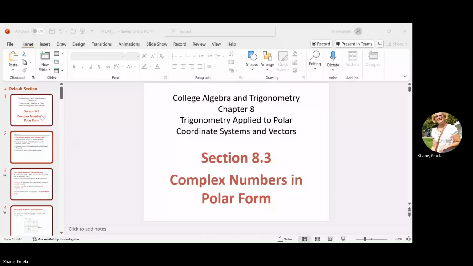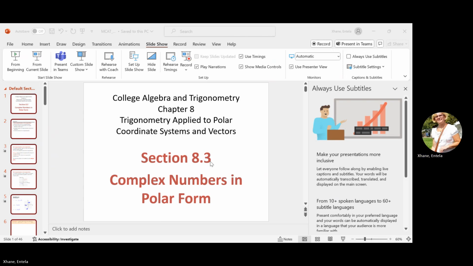So I'm going to start off by sharing. First thing I'm going to share is a PowerPoint of the polar system. So let's go ahead and share. And then I'm going to go to the slideshow view. So, complex numbers in the polar form.